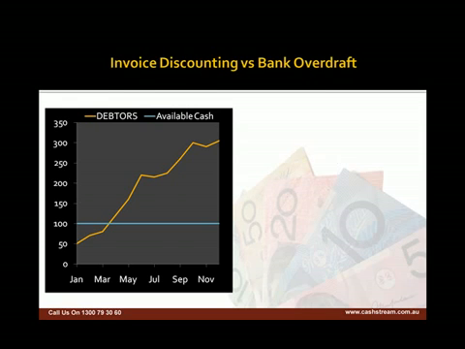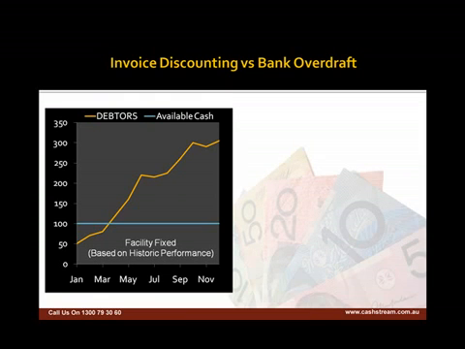So let's see how invoice discounting compares to a bank overdraft. Bank overdrafts, by their very nature, are fixed, usually against a fixed asset, usually real estate. But growing companies need additional capital. So what you might notice is your bank overdraft limit gets hit regularly. You get those phone calls from the bank manager. Often there is a core level of borrowing that is being seen, usually very close to the overdraft limit.